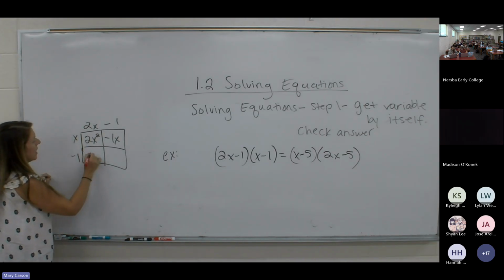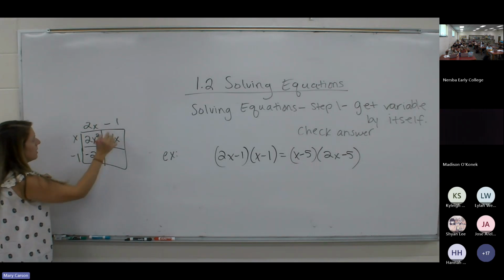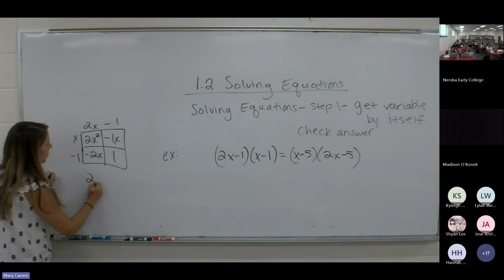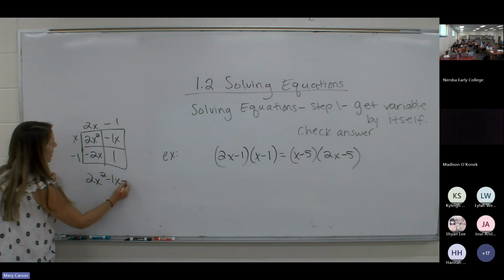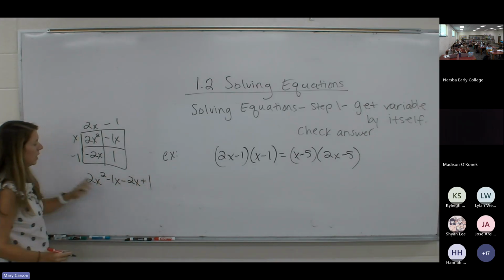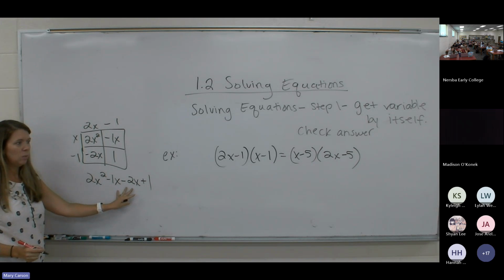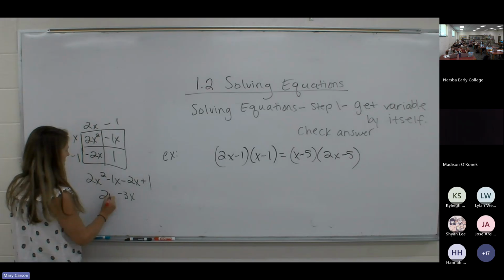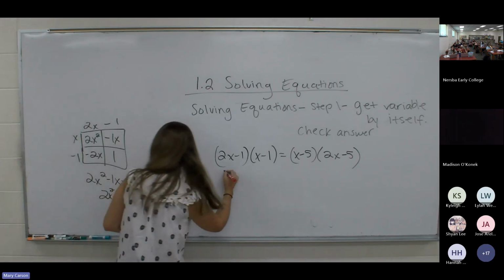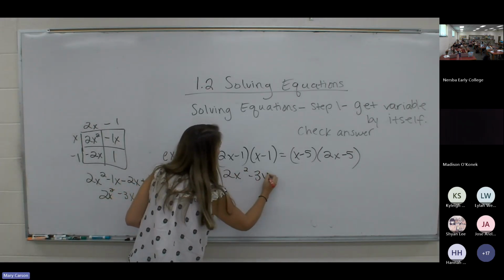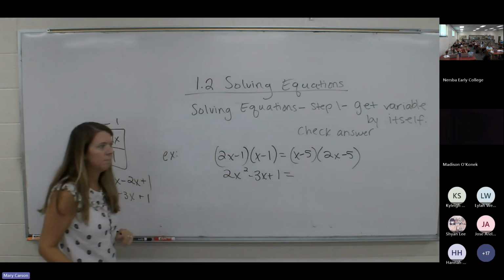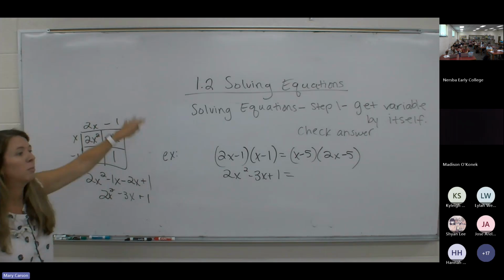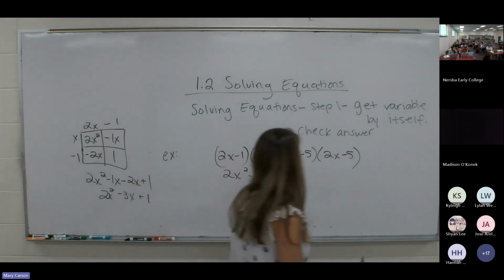2x times -1 is a -2x, and then -1 times -1 is going to be a +1. So when I write this down, you end up with 2x squared minus 1x minus 2x plus 1. And we combine these two, and a -1x and a -2x make a -3x here. So I'm going to bring this over here, 2x squared minus 3x plus 1. Okay, do you guys see why I go back over this stuff before we get here? Because a lot of people forget all this. That's why I like to review a little bit before.